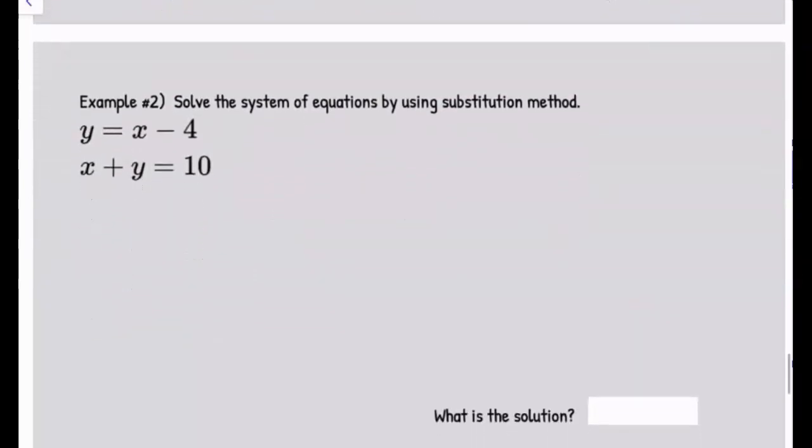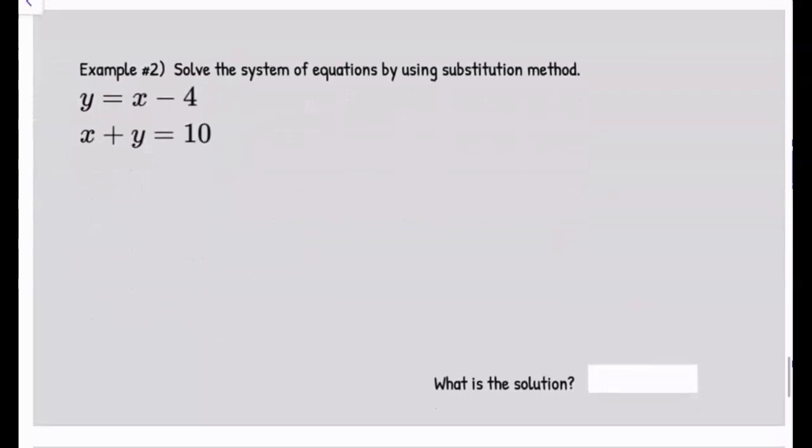Example number 2. I see that in this first equation I have an isolated variable. That means that y equals x minus 4. So I can take this x minus 4, which is equal to y, and plug it into my y, substitute it. So I end up with x plus x minus 4 equals 10.